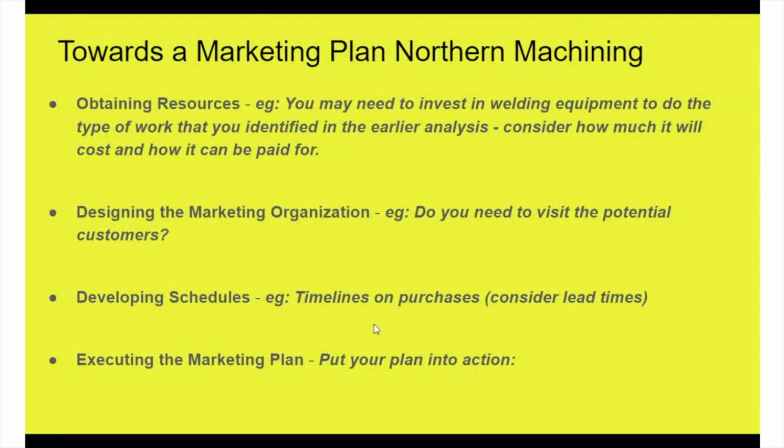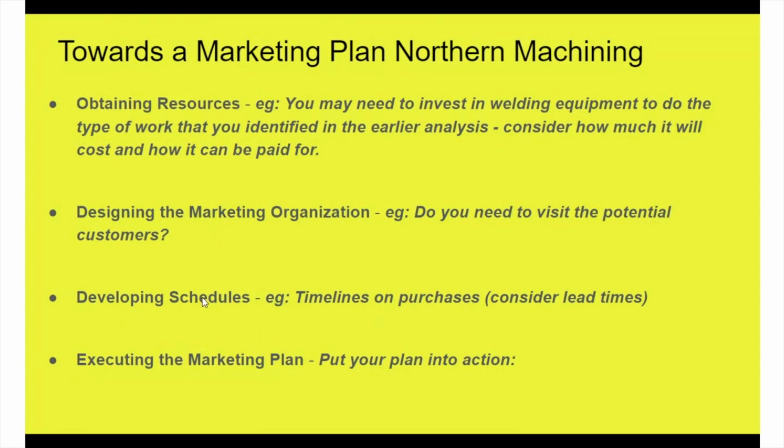We think about, in terms of Northern Machining, for example, the resources. Having gone through all this phase, we could say, look, we need to invest in welding equipment to do the type of work that's identified. We need to hire more welders. That's something that we could come out of our analysis. Or in terms of the marketing organization, do we need to go out and visit our potential customers? If we do, we're going to need people to do that, hence the salesperson.